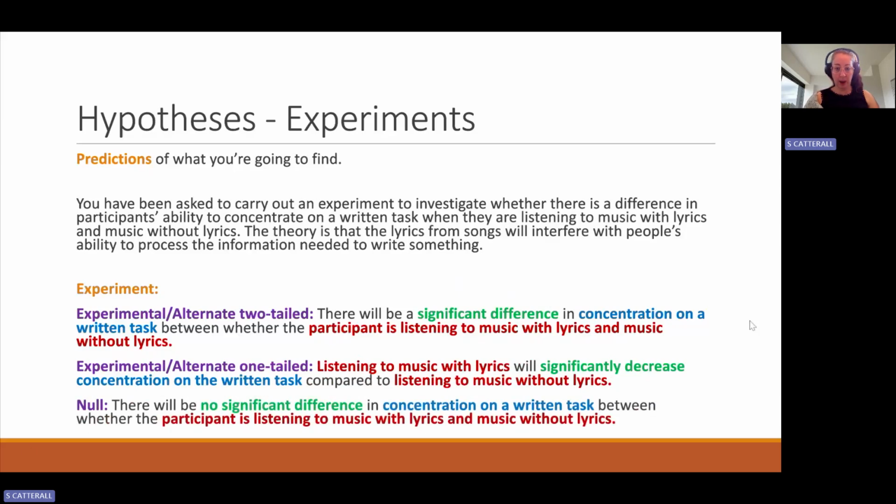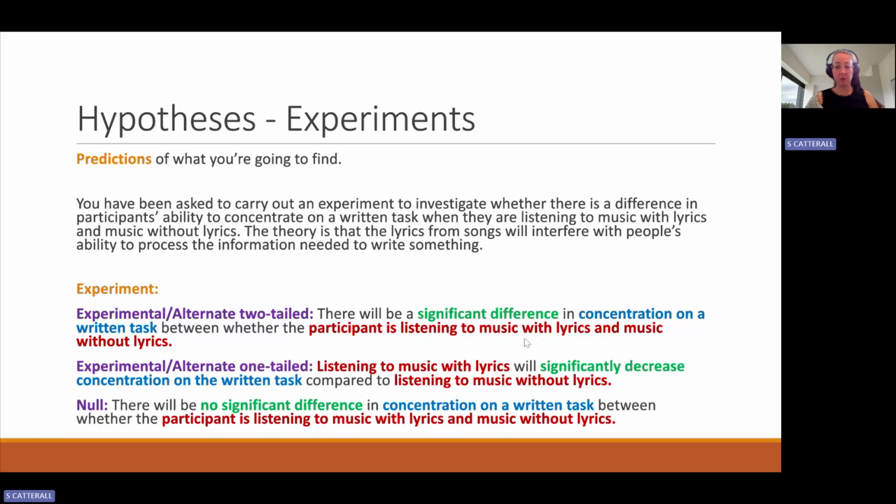An experimental hypothesis, and this is for experiments, is where you're saying that there's going to be a significant difference between the conditions and how it affects the DV. In this one, we've got concentration on a written task as our DV, so we've got to fully operationalise it and say how it's being measured in the hypothesis, as you would do when you do the variables as well. So you always say there'll be a significant difference in the DV between whether, and then you've got the two different conditions.